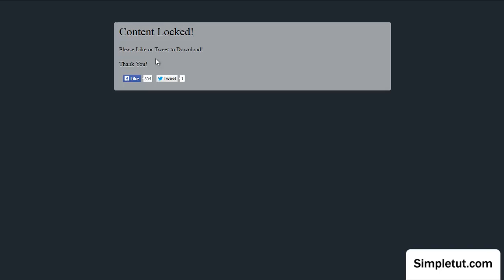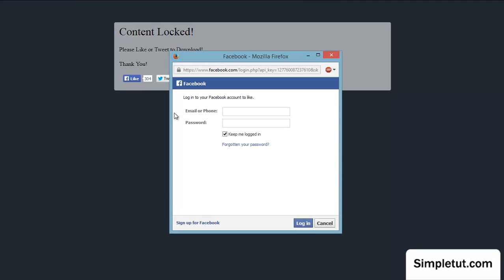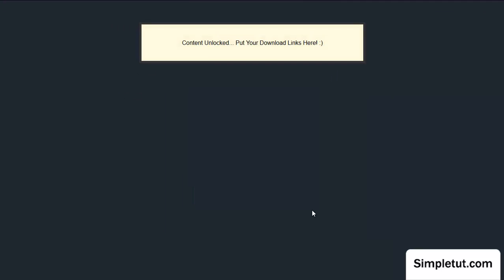This is completely customizable. I'll also show you how to customize it. And what the user has to do is either like or tweet about you. So let's go ahead and give you an example. I'm going to click on the like option. It's going to pop up with a box. And once they've liked it, they're immediately able to access the content.